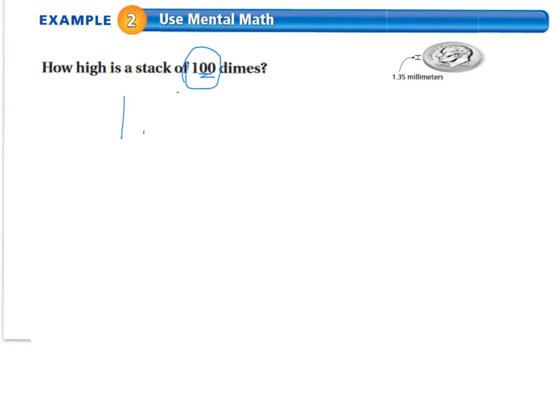We had 1.35. Move our decimal 2 places to the right, and we'd have 135, and the units are millimeters, abbreviated mm. That would be mental math. Just realizing that we have a power of 10 here, 2 zeros, move the decimal place 2 places.